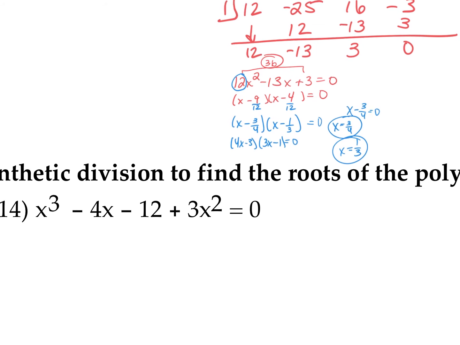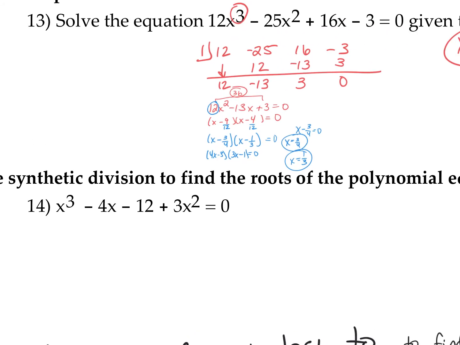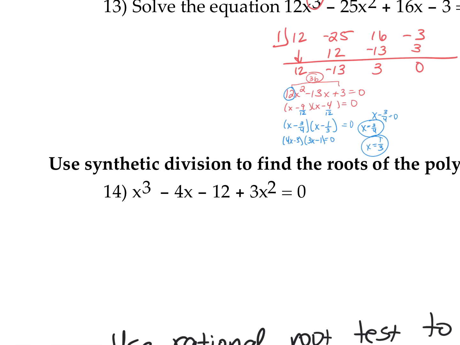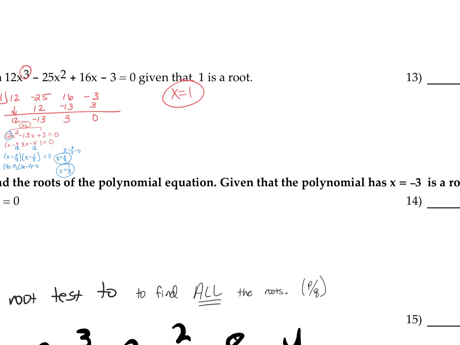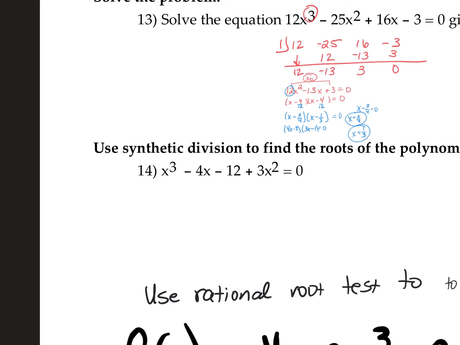All right, two more. Do you have to include 1? X is equal to 1? I would, yeah. Okay. All right, synthetic division to find all the roots, given that the polynomial has x equals -3. This is the same kind of thing.